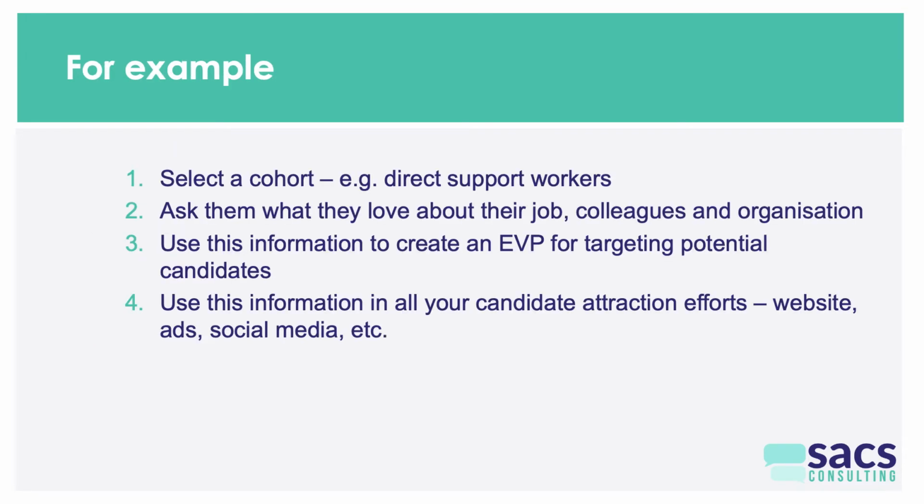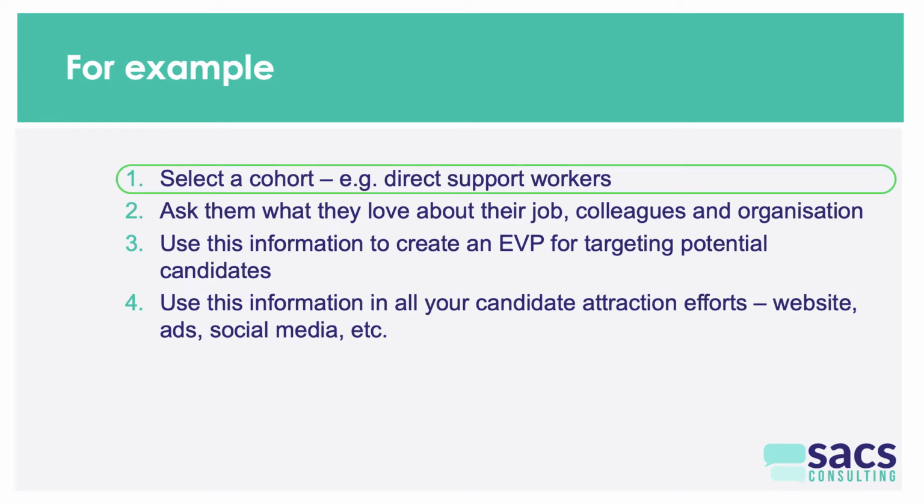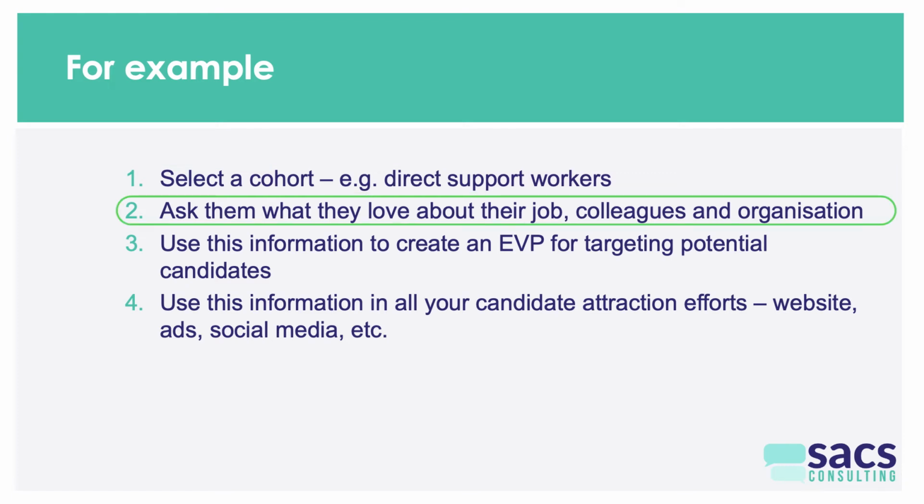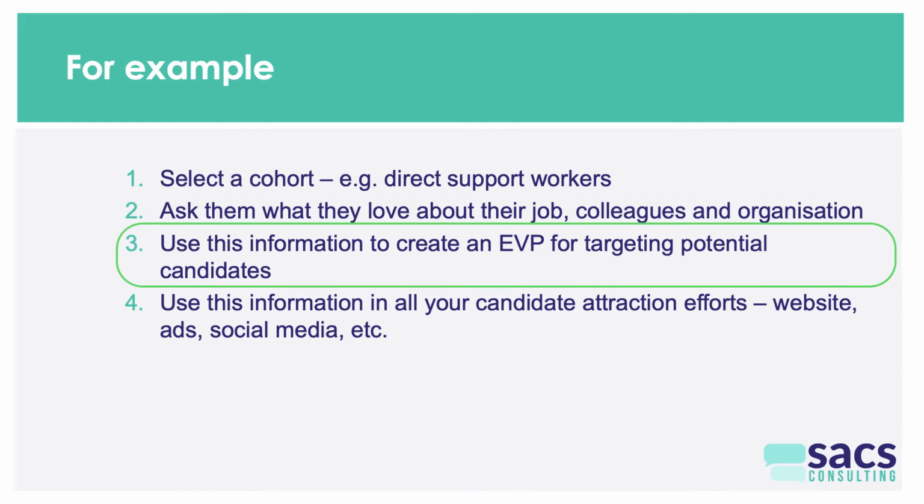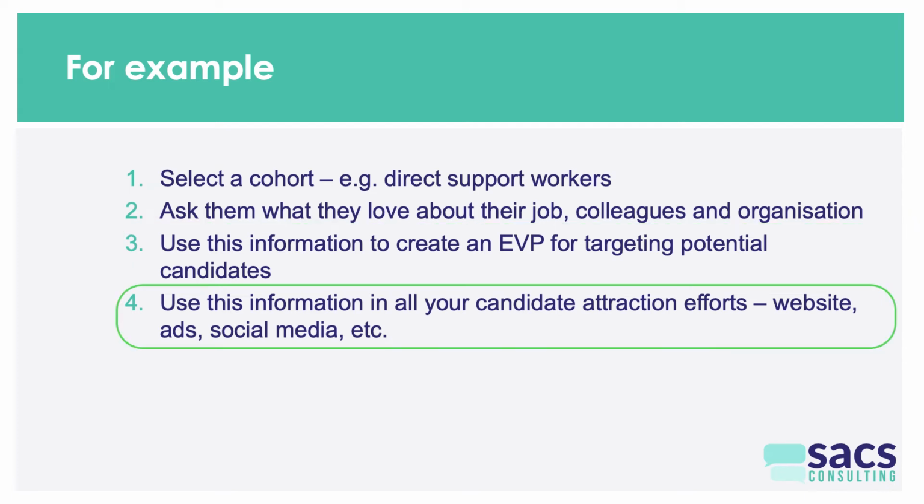How do you do this? I suggest a very simple process. Select a cohort. So let's say, for example, you're in the disability support area, and you're going to use the example of direct support workers. You get them together in a focus group activity and you ask them what they love about their job, their colleagues, the organisation, and their leaders. And you use this information to create an EVP, employee value proposition, for targeting potential candidates. And then you use this information in all your candidate attraction efforts.